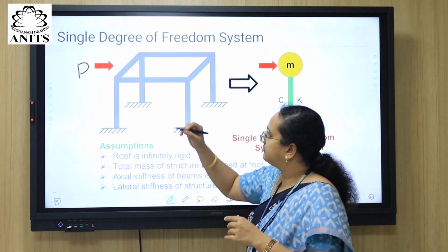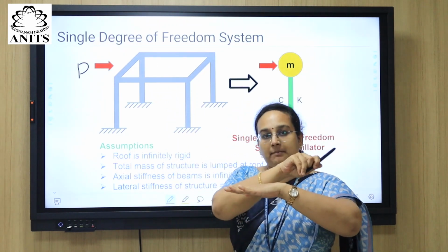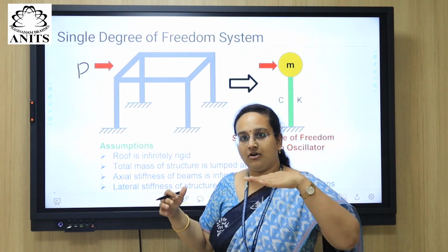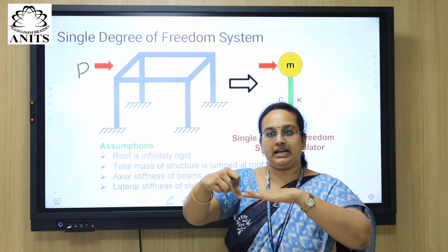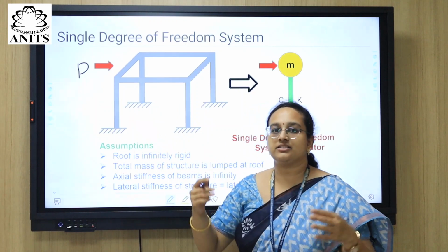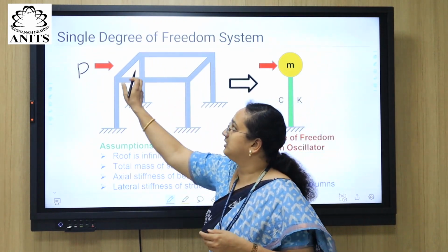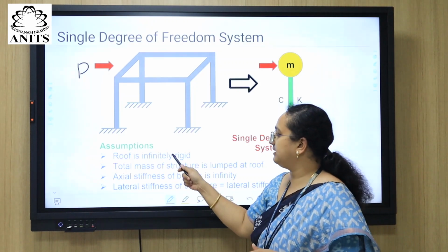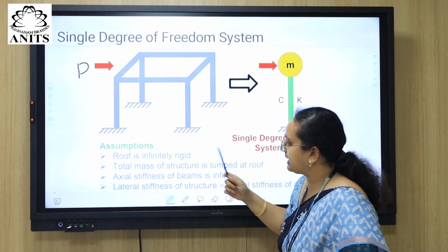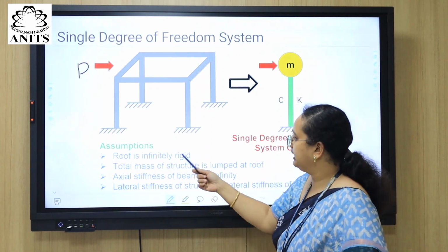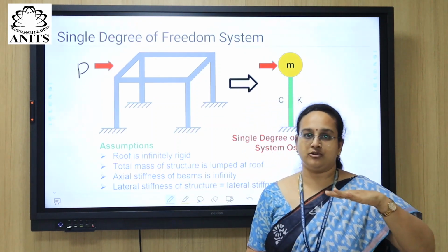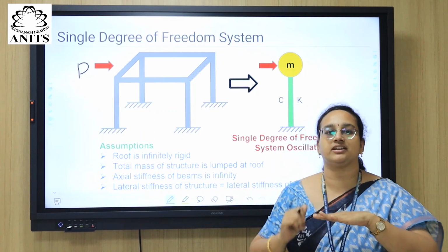Suppose if we are considering the roof, something like this, and you are applying force in this direction, that means it will not go like this. It will go only like this, right? So there is no internal deformation in the beam. There is no axial deformation in the beams. That is the meaning of roof is infinitely rigid. That will simplify the problem. So this is actually called diaphragm action, which means the roof is moving together. There is no internal deformation inside the roof.